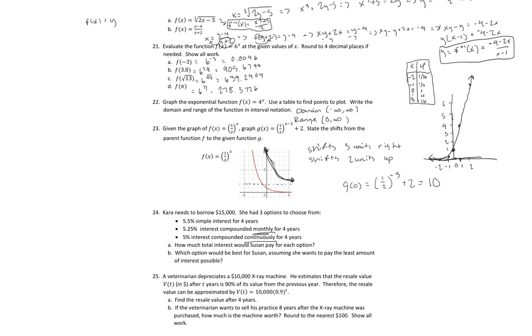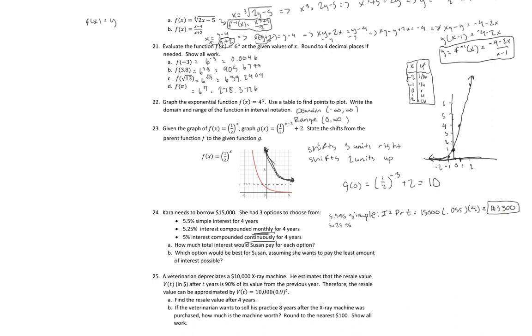So if we go with option 1, I'm going to write it over here, 5.5% simple interest. Our interest is going to be equal to the principal times the rate times the time, right? So in this case, it's going to be 15,000 times 0.055 times the time of 4 years, which gives 3,300 in interest.